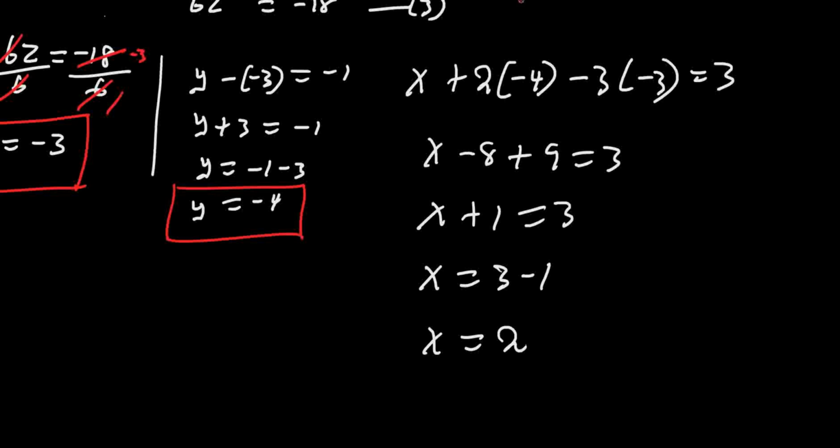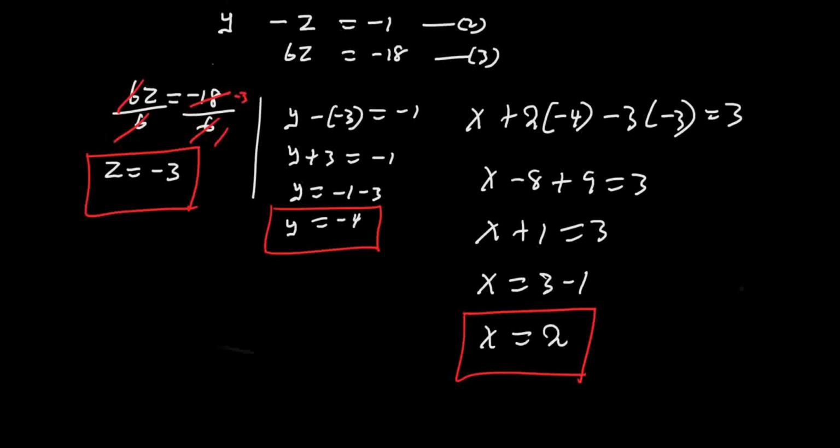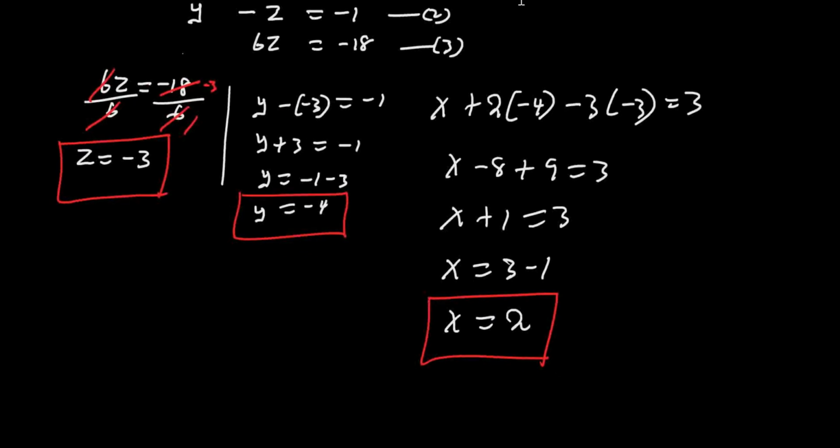So this is the answer to this question. So we have x to be 2, and y is equals to negative 4, and z equals to negative 3. So this is the answer to this question, and I hope it makes some sense.